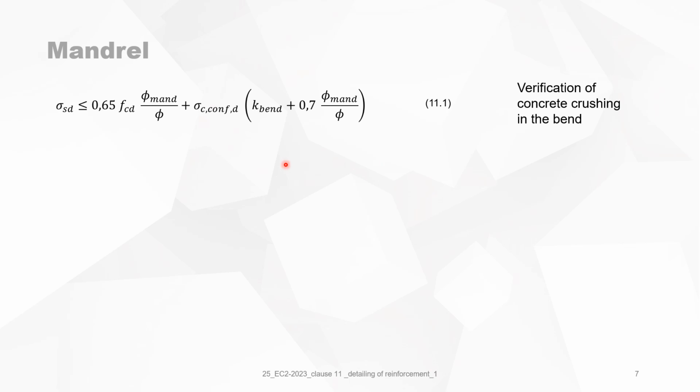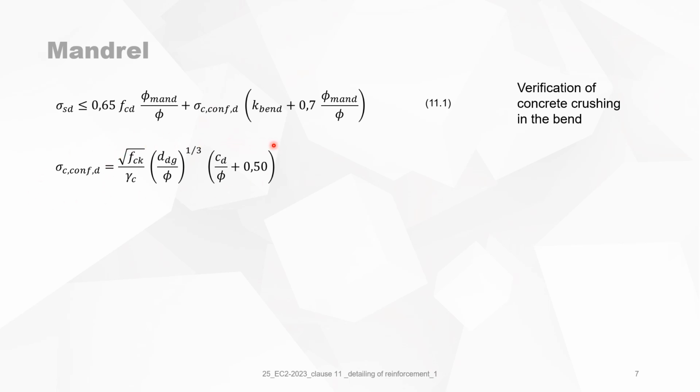Formula 11.1 gives you the maximum allowable steel stress in the reinforcement to make sure that the concrete in the bend is not crushed. So it's for making sure that there is no concrete crushing. Of course, sigma SD should also be smaller than FYD. That's obvious. In this formula, you will see that you have sigma C conf D, the design value, which is given by this formula.